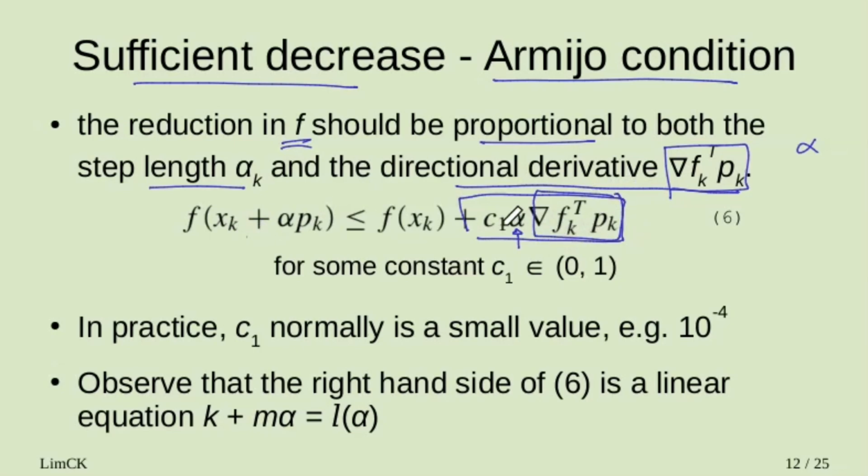But not only that, we have a constant C1 to control how large this term is. C1 is a constant which is not more than 1 but also not less than 0, positive. Normally C1 is a small value, for example 10 to the power of negative 4, to control the reduction so that it is sufficient but not too small, which cannot be achieved. Okay, so look at here.